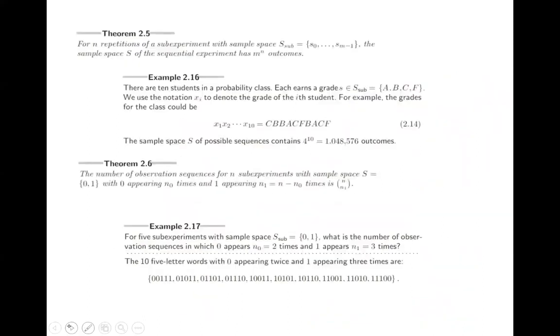Okay, the next theorem. We have a sub-experiment with a set of outcomes. So S sub-experiment has S0 to S m-1. And we have n repetitions of this experiment. And then the sample space will have m to the power n outcomes.